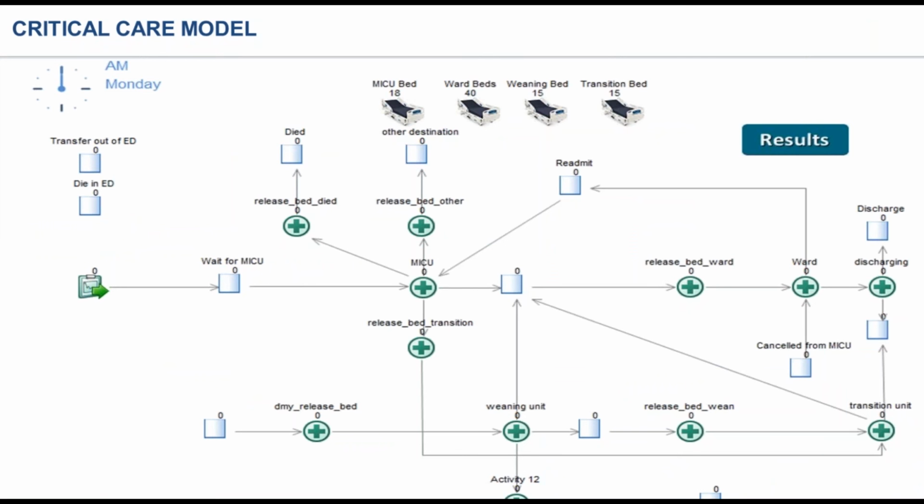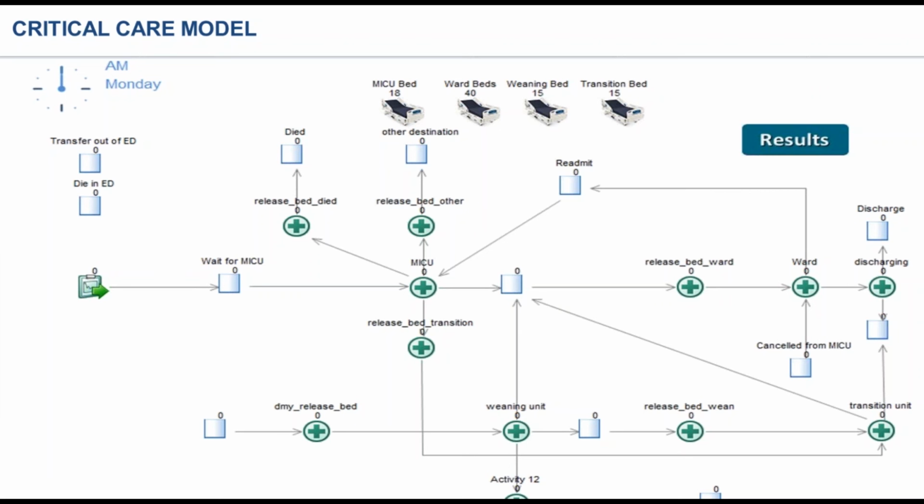So we decided to develop a model. This is quite a bit more complex than the blood donor model. We had patients, as you can see from the left, and I won't go into too much detail, but essentially we set up a pathway of patients going from ED to the MICU, as you saw on the pathway, to the ward and then being discharged. Then we had a separate arm of the model looking at the weaning unit and the transition unit.